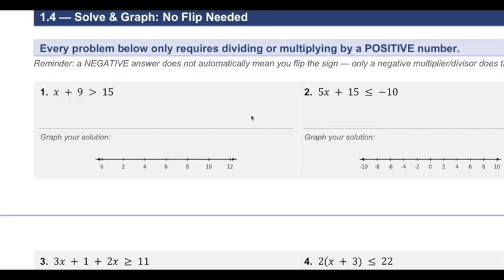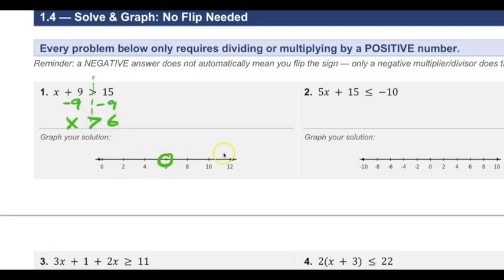So remember, basic idea, you can solve it the same way we did before. Here's my inequality, and we're just going to subtract 9 from both sides. You get x is greater than 6. Now let's graph our solution. It's an open circle, because there's no equal to line. It's going that way. In general, it's saying we're greater than 6.